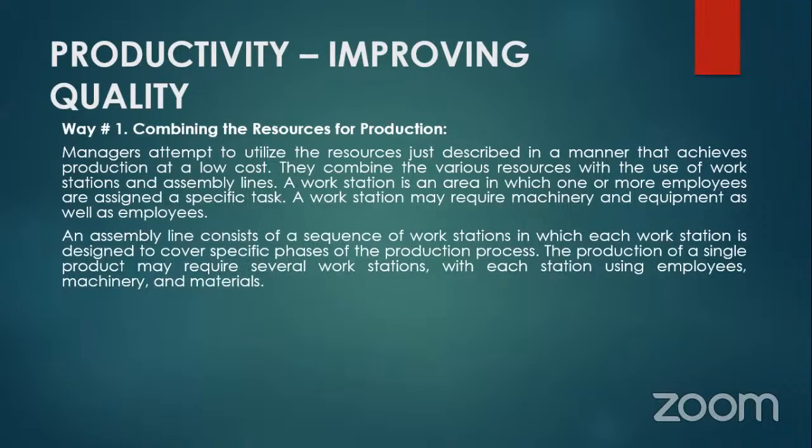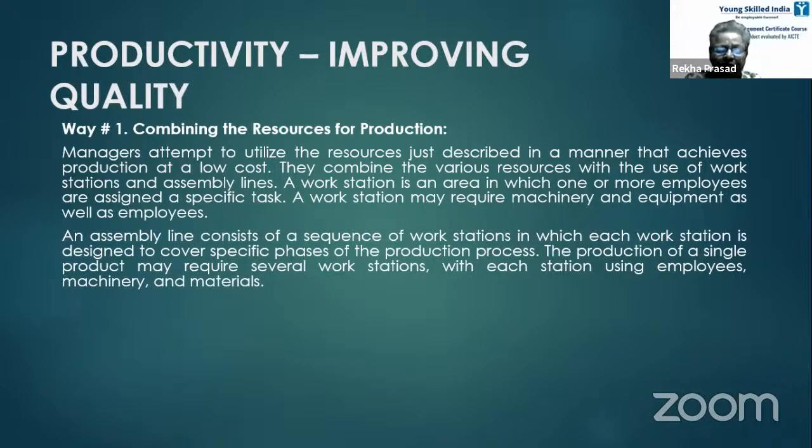An assembly line consists of a sequence of workstations in which each workstation is designed to cover a specific phase of the production process. The production of a single product may require several workstations with each station using employees, machinery and material. So depending upon the nature of the product, you can have both a product layout or a process layout.